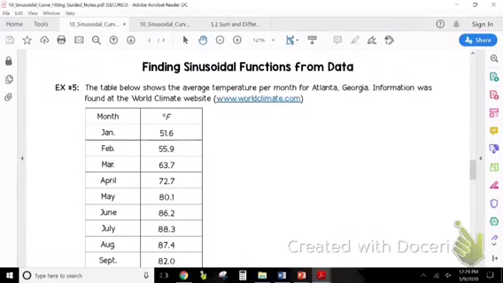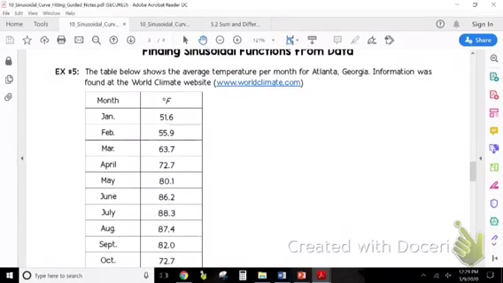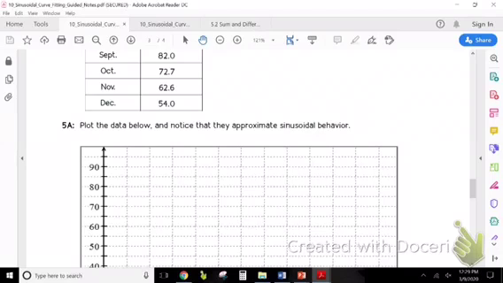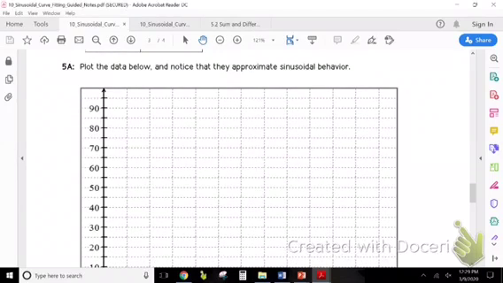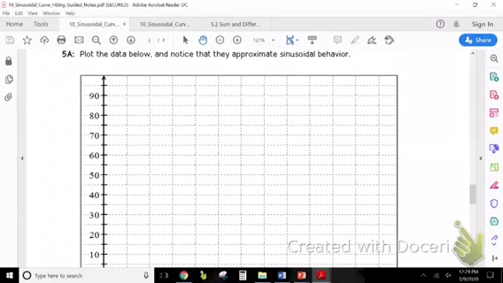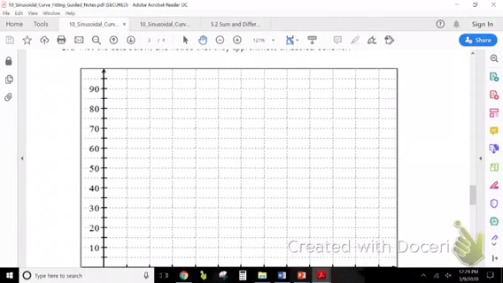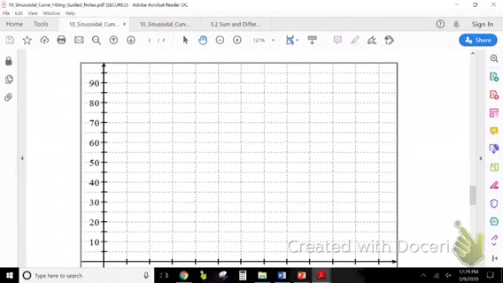All right, so we've got these numbers here, and now we're going to go graph them. We are? Yes, we are. 5A says we're going to plot the data below, and notice that they approximate sinusoidal behavior. All right, so let's do that. You're going to plot your points.